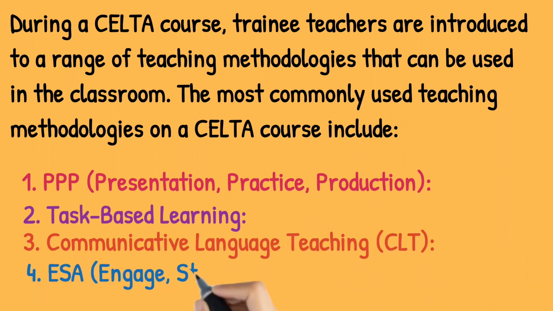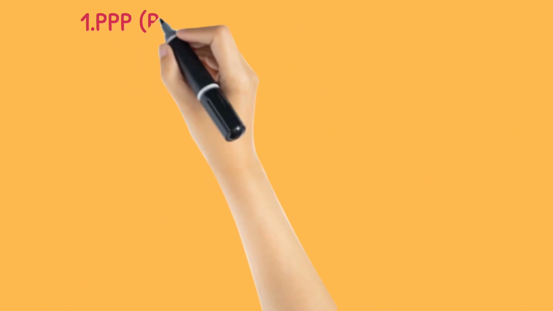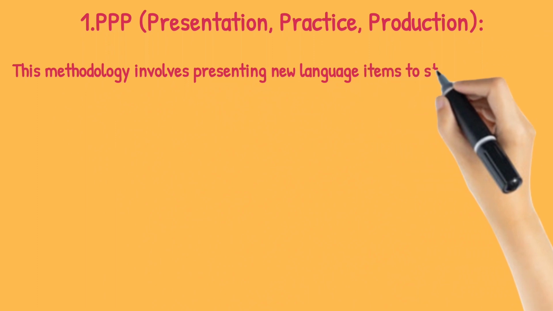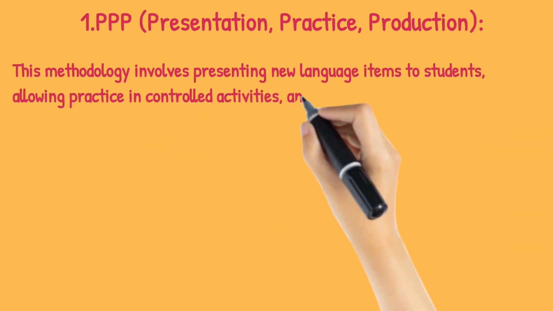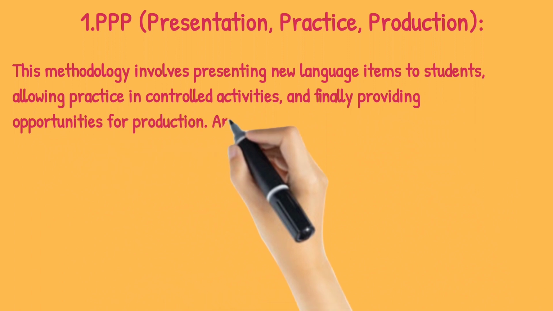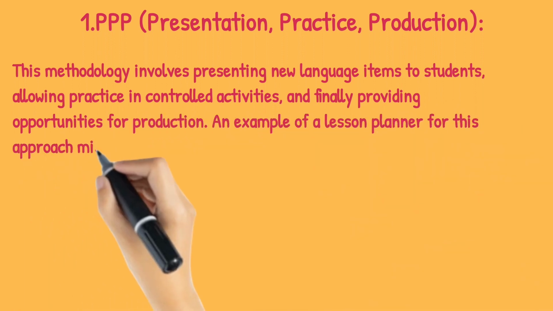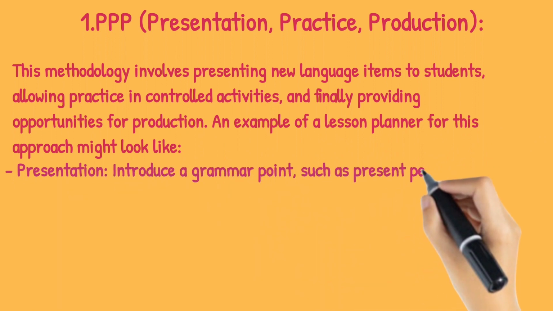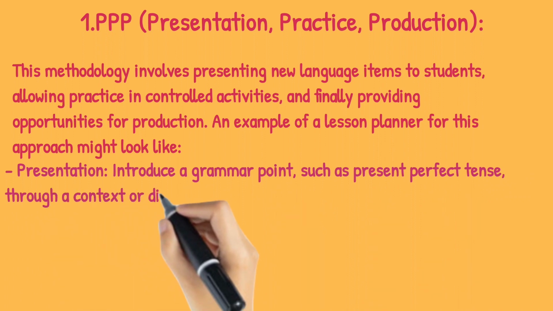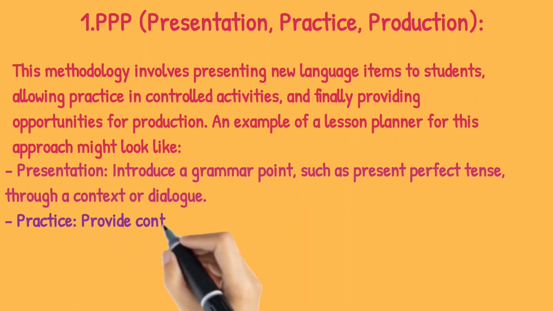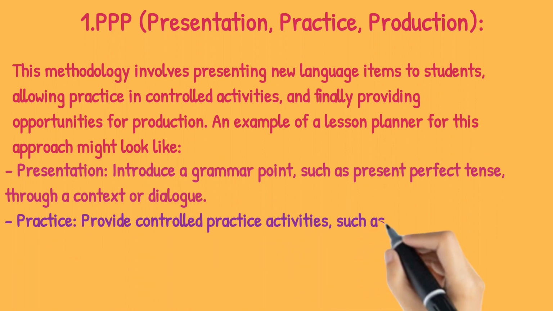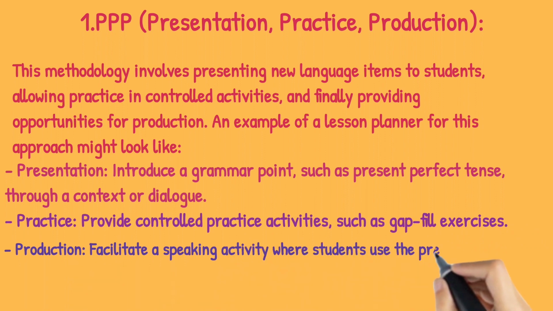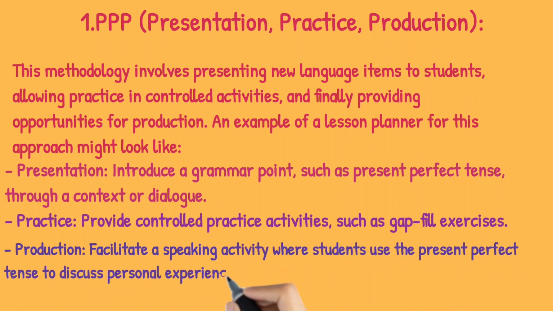1. PPP, presentation, practice, production. This methodology involves presenting new language items to students, allowing practice in controlled activities, and finally providing opportunities for production. An example of a lesson planner for this approach might look like: Presentation. Introduce a grammar point, such as present perfect tense, through a context or dialogue. Practice. Provide controlled practice activities, such as gap fill exercises. Production. Facilitate a speaking activity where students use the present perfect tense to discuss personal experiences.